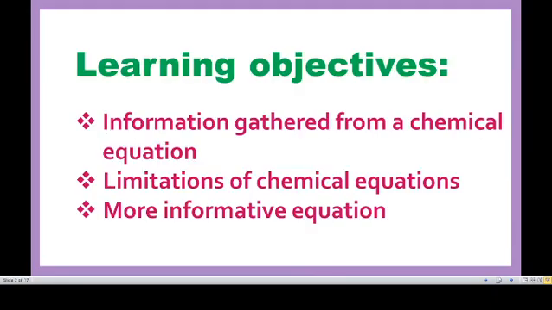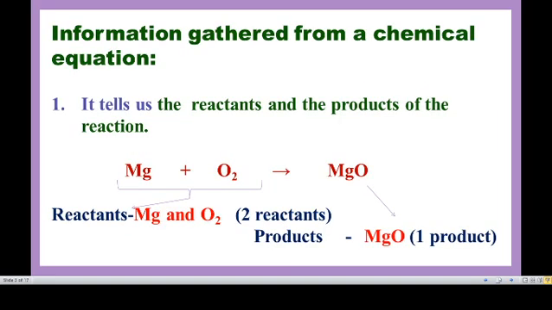So, in this chapter, today we are going to learn information gathered from a chemical equation, limitations of chemical equations, and more informative equation. So, what information can we gather from a chemical equation? First one, it tells us the reactants and the products of the chemical reaction.